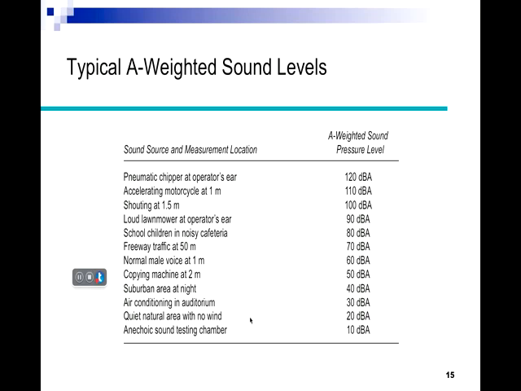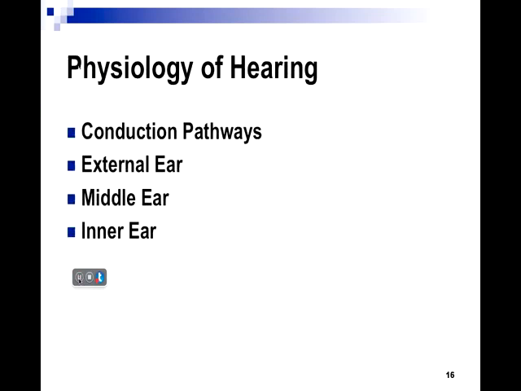And this is just some examples of a few. I'll read one or two. A loud lawnmower at the operator's ear is 90 decibels. A normal male voice is 60 decibels. Air conditioning in an auditorium is 30 decibels. So that gives you an idea of the type of ranges of typical things that you may hear.